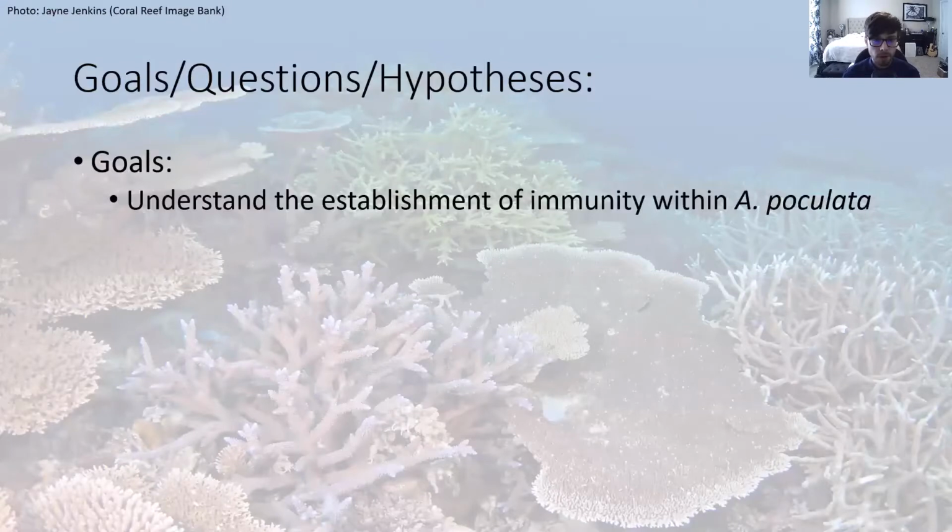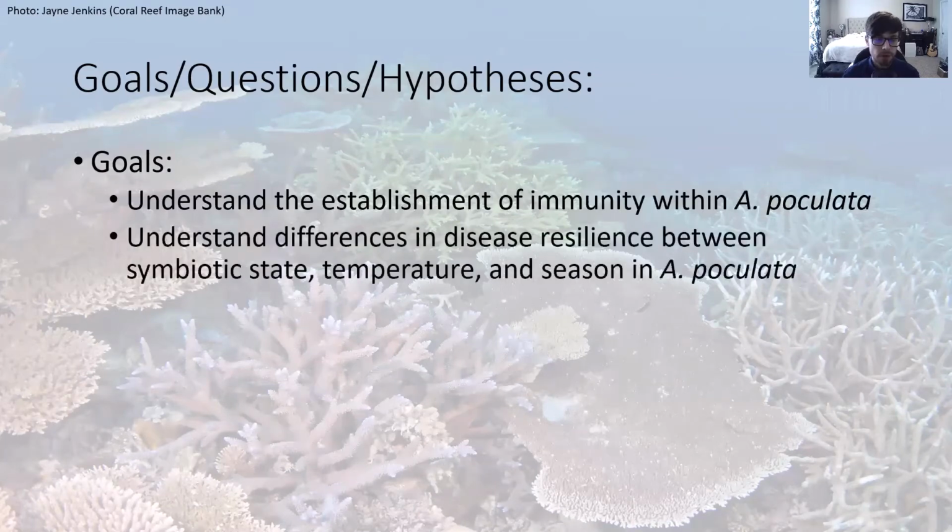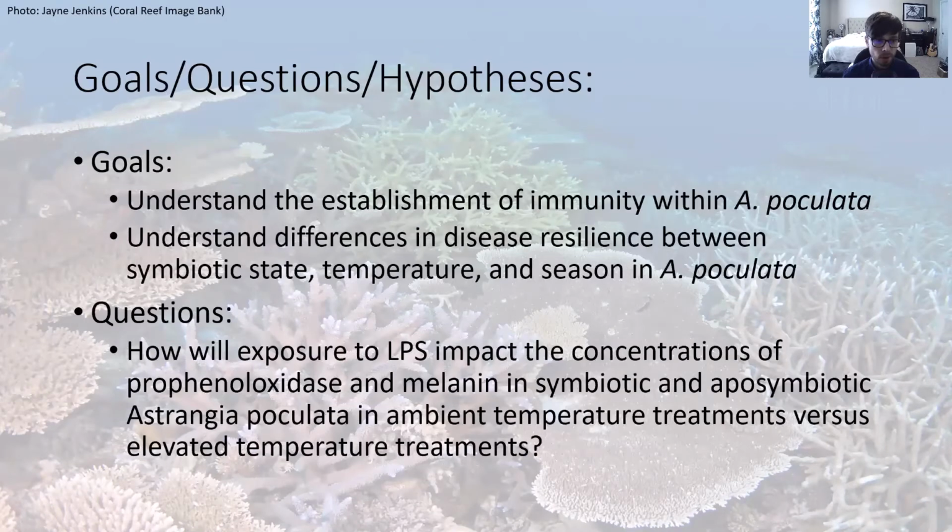So really the overall goal of this study is to first and foremost understand the establishment of immunity within Astrangia poculata, but also to understand the differences in its disease resilience between different things like symbiotic state, temperature, as well as season. And then one of the questions overall is, how will the exposure to LPS impact the concentrations of things like prophenoloxidase and melanin in symbiotic and aposymbiotic Astrangia in ambient temperature treatments versus elevated temperature treatments?